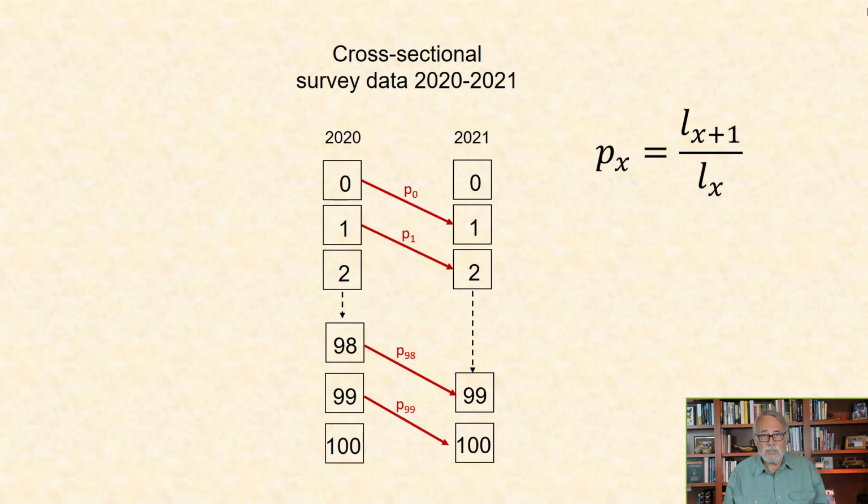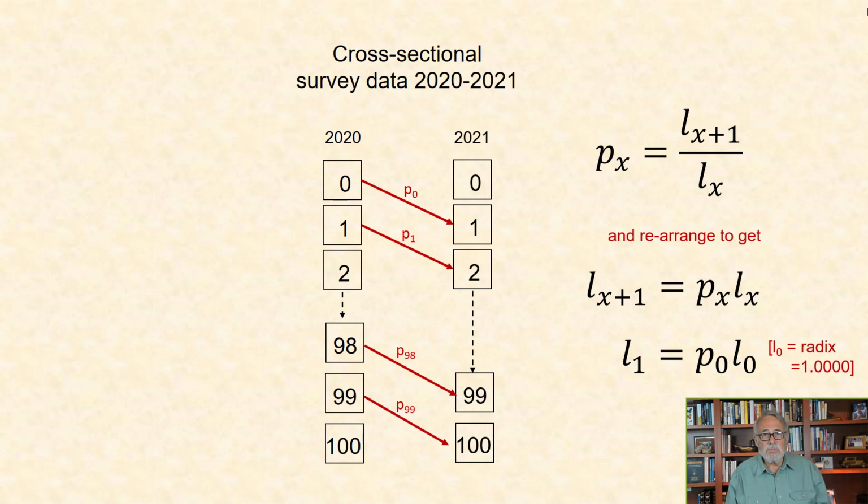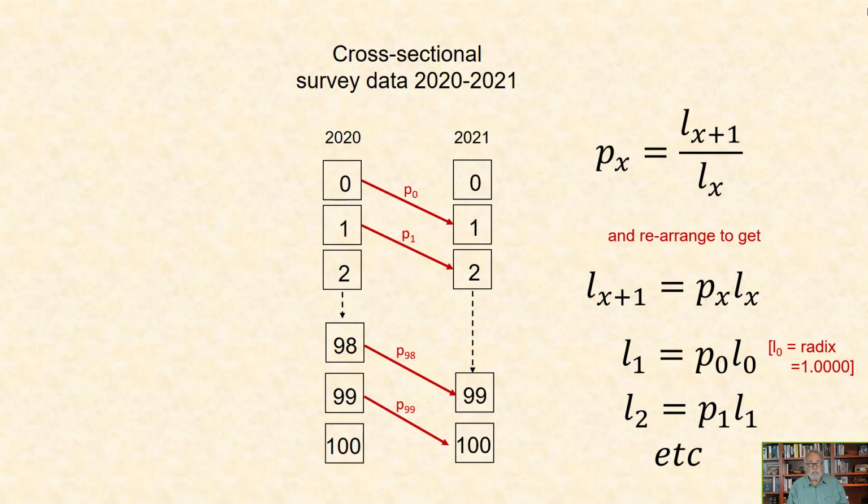Recall that the formula for px equals lx plus 1 over lx. Cross-multiplying and rearranging yields the formula lx plus 1 equals the product of px and lx. Given that the radix equals 1 or 100,000, using the survey data we could compute the lx schedule for this population using this information. For example, l1 equals the product of p0 and the radix, 1.0. Then iteratively, l2 equals the product of p1 and the value of l1 that we just computed, and so forth. This concept captures the computational essence of the period life table.